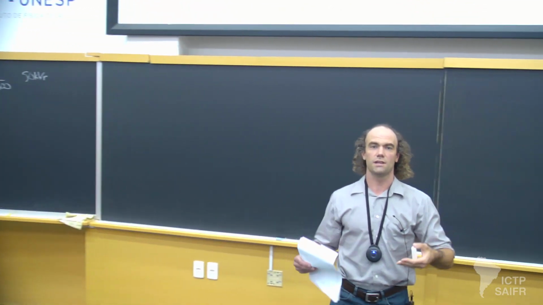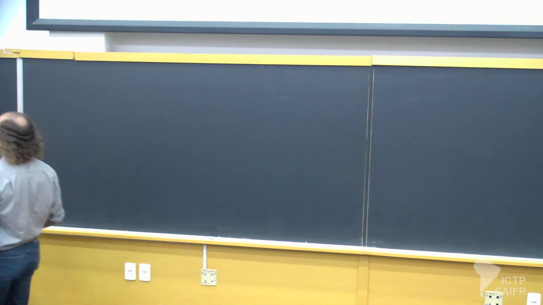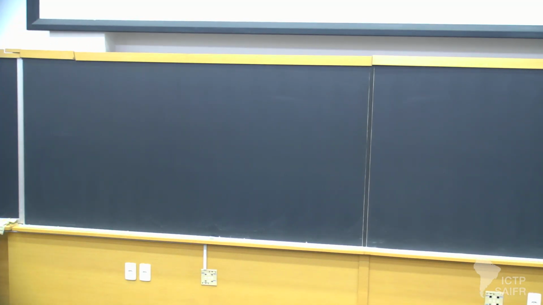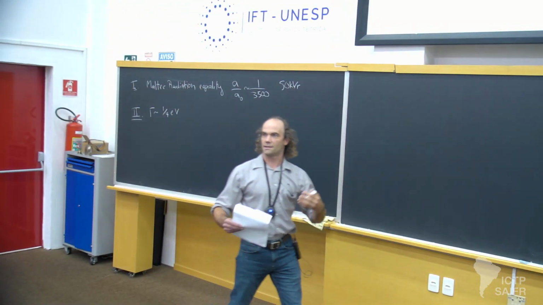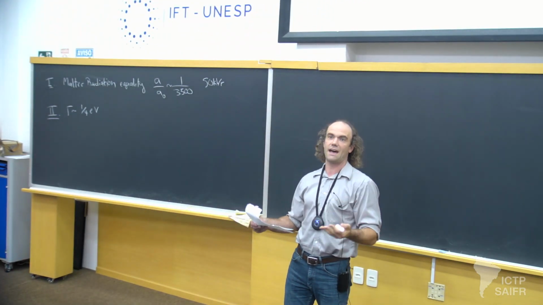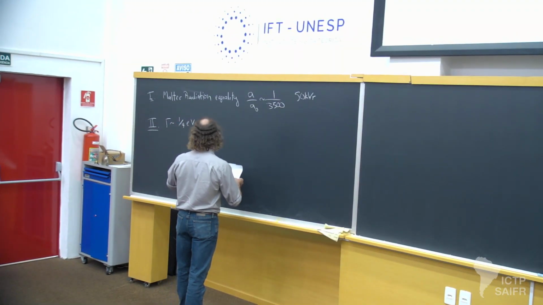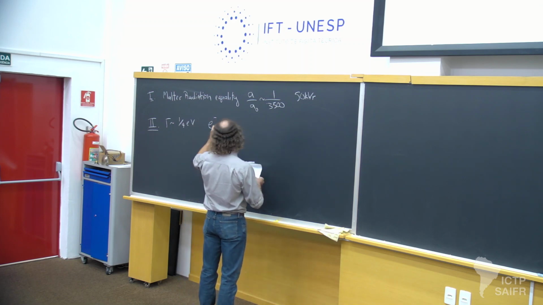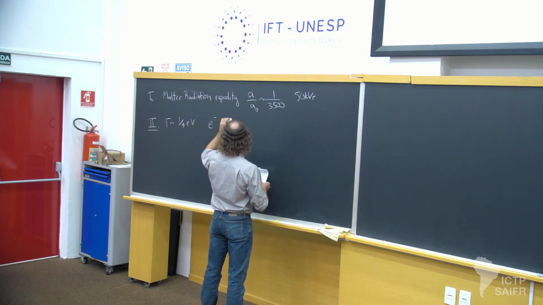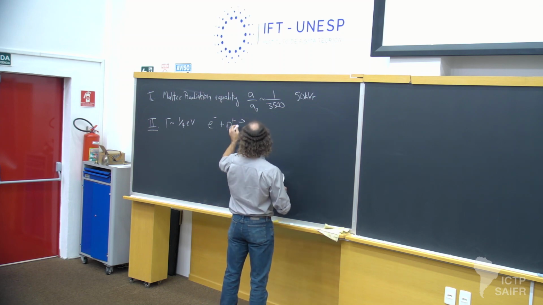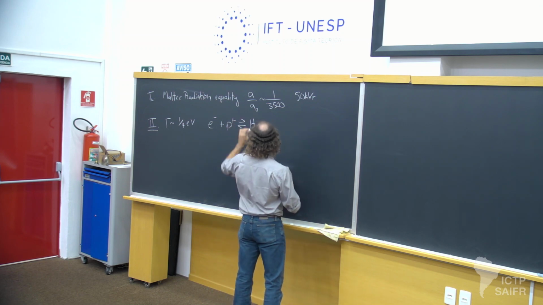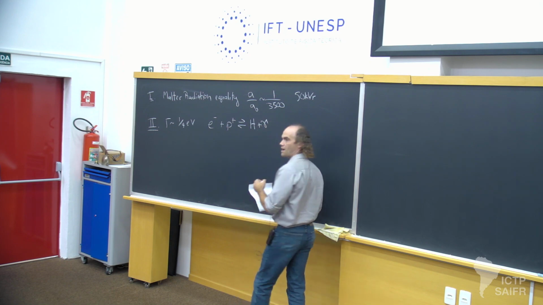And then shortly after that, there was the epoch where the temperature goes down to, at this point, around a quarter of an electron volt. And at this point, there just aren't enough fast-moving electrons to maintain equilibrium in the process where electrons and protons are maintaining equilibrium backwards and forwards with this process.